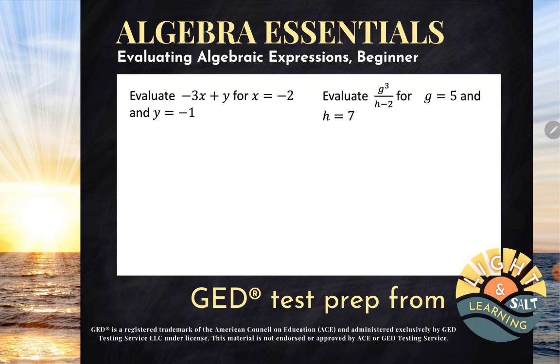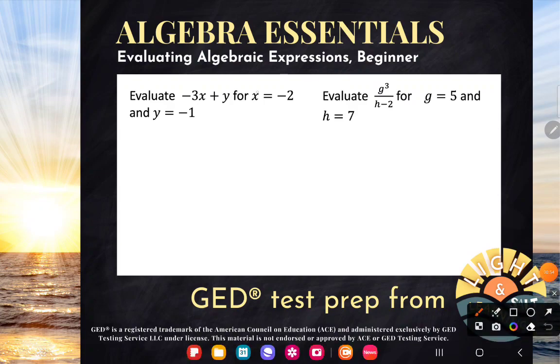And that is, we know what the letters are. These letters are not as mysterious as they appear. Take a look at this. It says evaluate negative 3x plus y. Yeah, that's confusing. But then it says x equals negative 2. Mystery solved. I know what x is. x is negative 2. And y equals negative 1. Another mystery solved. I know what y is.